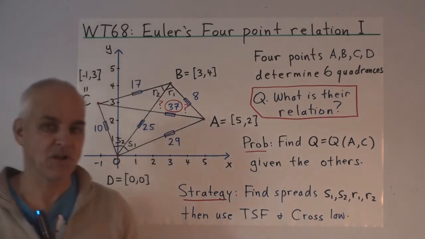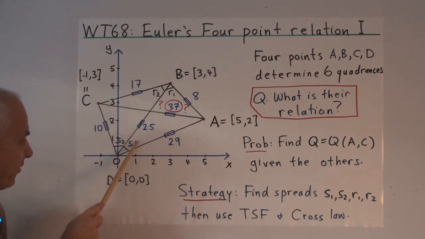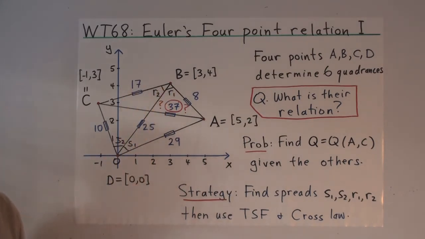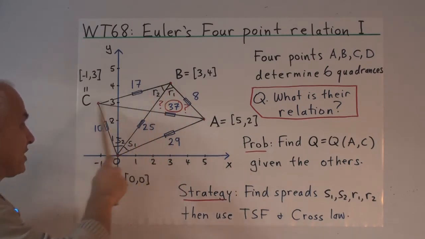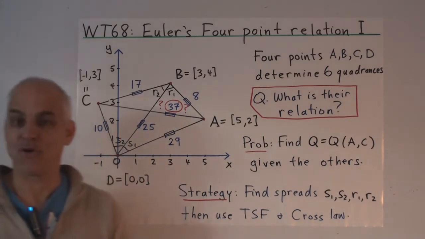Alright, so our strategy is going to be roughly this. We're going to look at this configuration here, and we're going to first find the spreads. This one here, S1, this one here, S2, this one R1, and this one R2. That will be relatively easy because we know these 3 quadrances and we know these 3 quadrances. Then we'll use the triple spread formula and the cross law to get at Q.